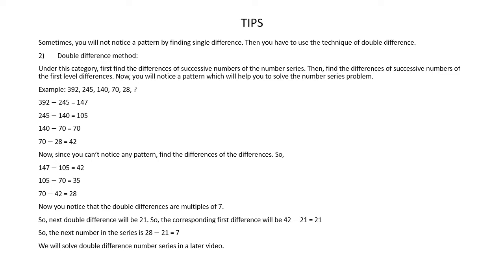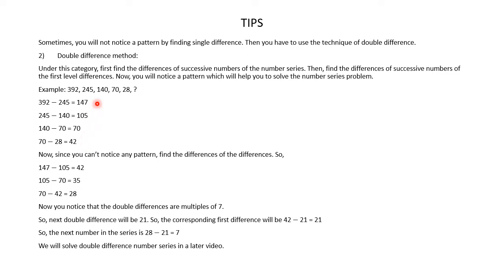First, find the difference between the successive numbers of the number series. So 392 minus 245 is 147. 245 minus 140 is 105. 140 minus 70 is 70. 70 minus 28 is 42. So now you have the differences as 147, 105, 70 and 42.